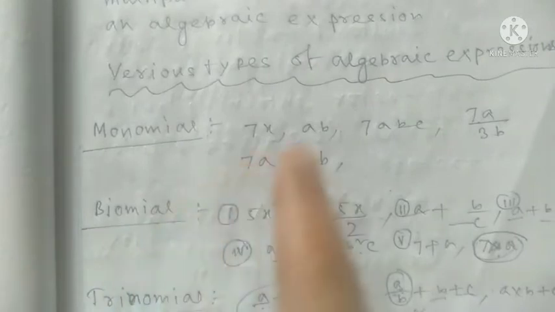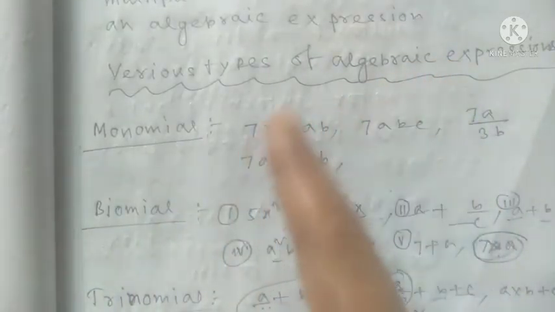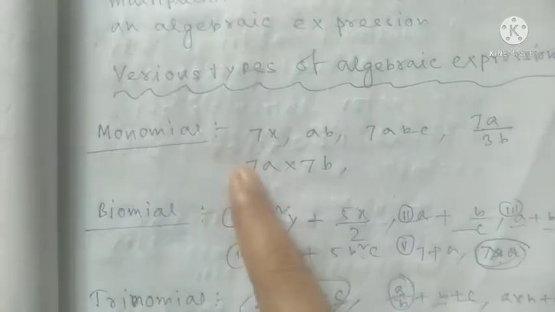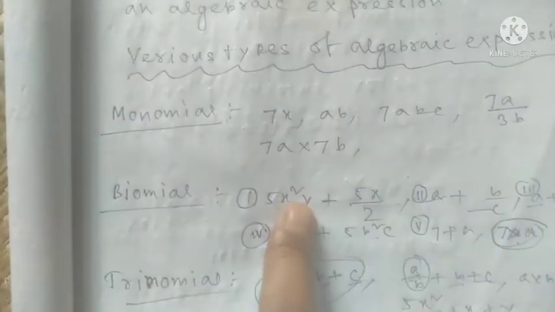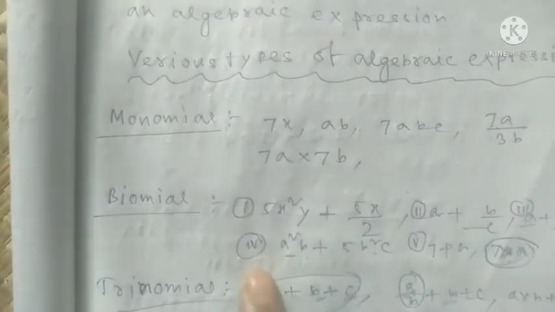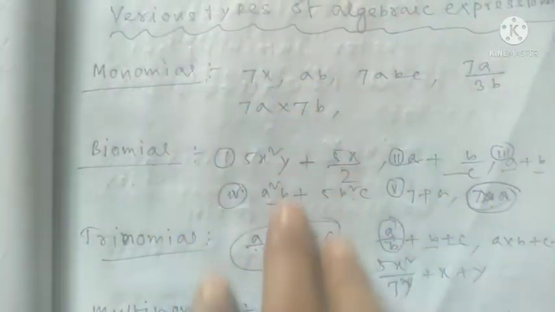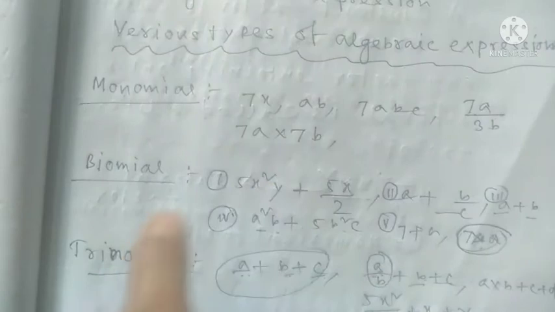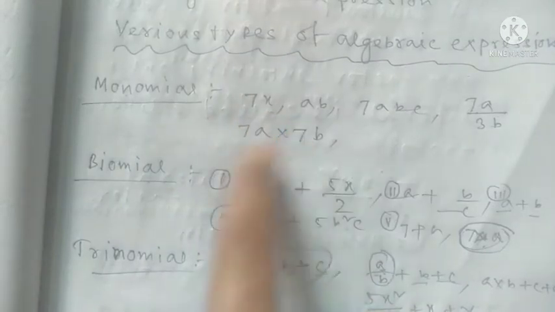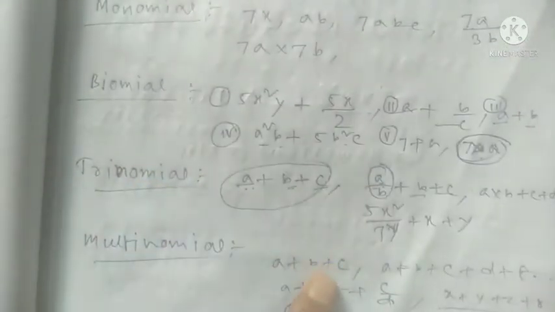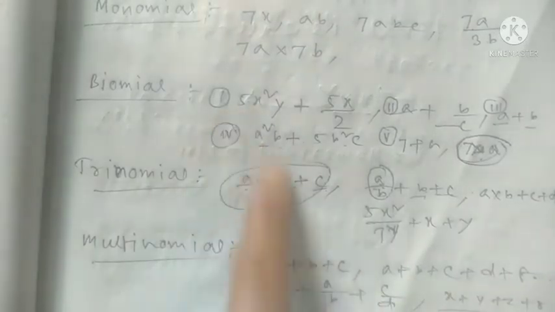There are a lot of algebraic expressions, but algebraic expressions are not only one type. There are various types: monomial, binomial, trinomial and multinomial. You have to learn these 4 types in this chapter. This is a monomial, this is a binomial, this is a trinomial, this is a multinomial, but all of these are algebraic expressions.